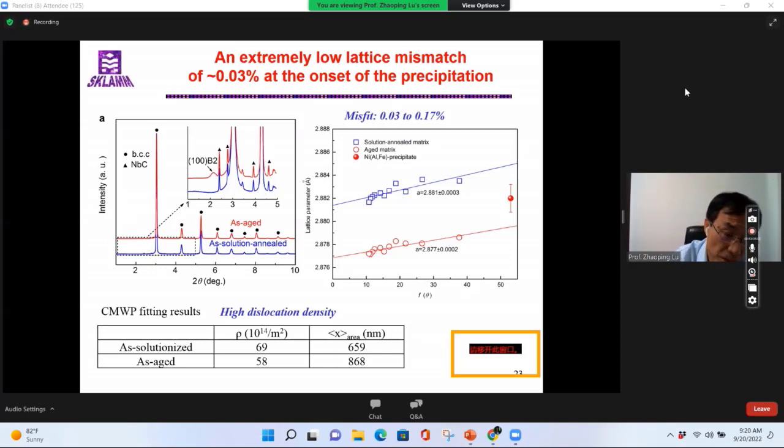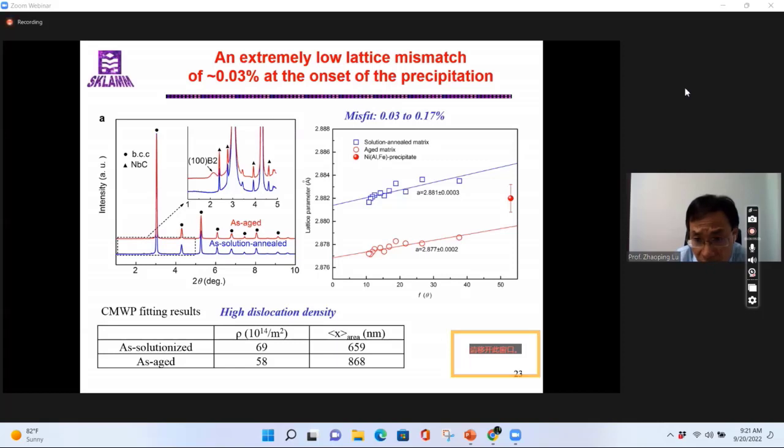We have checked this material by using high energy X-ray diffraction. As shown here, the misfit is really low at the onset of the precipitation. The misfit is only 0.03 and increases a little bit to 0.17 after aging. Very important here is that based on the width of the peak, we can derive the dislocation density inside the material. The retained dislocation density is really high, 10 to the power 14 per square meter. It's really high.